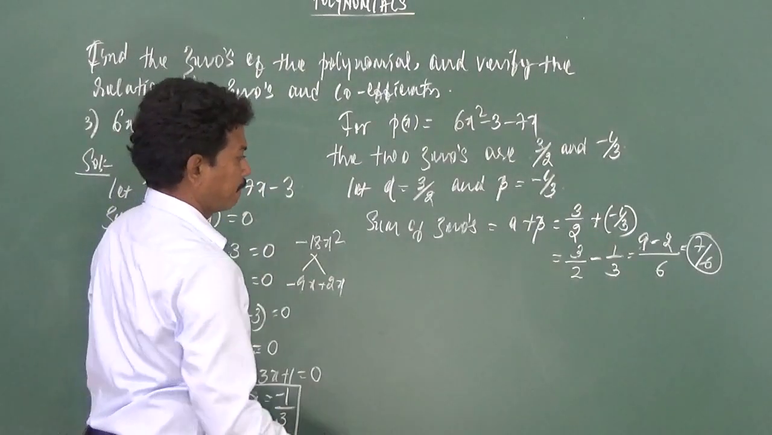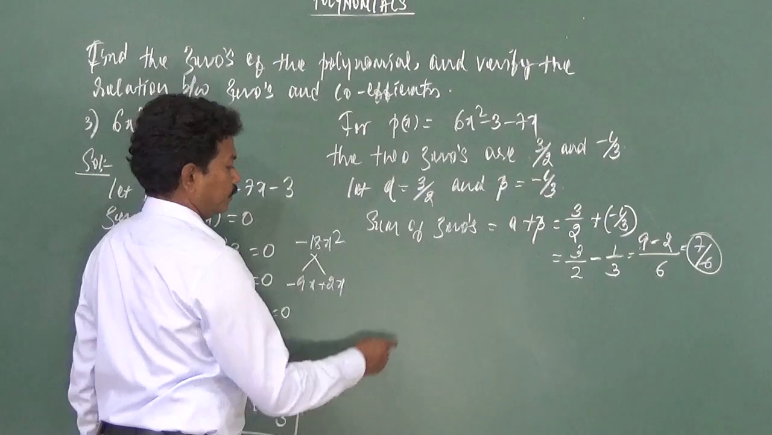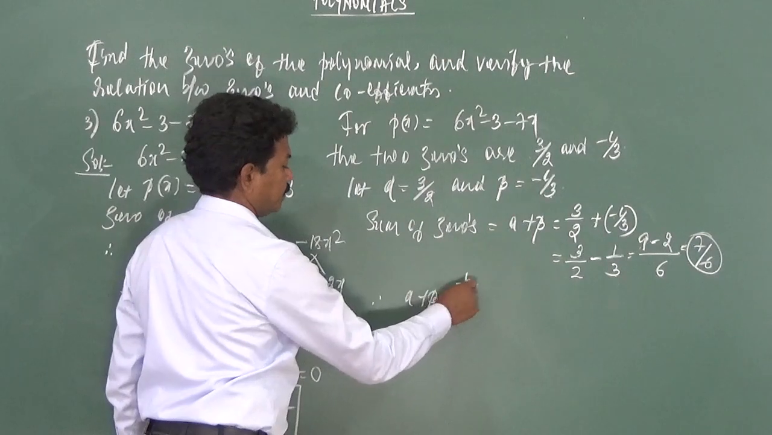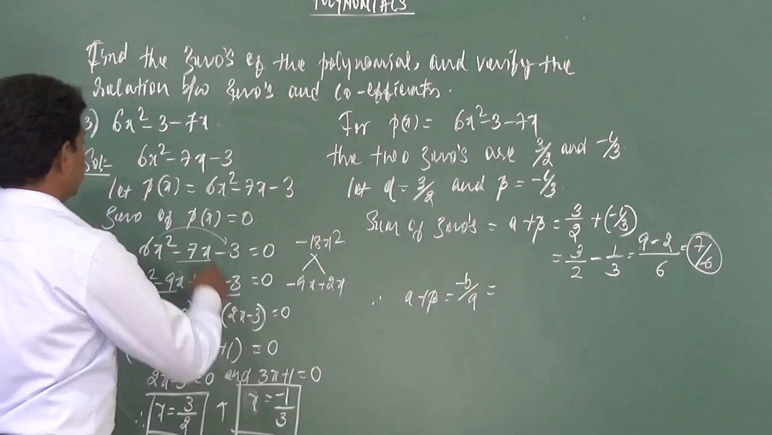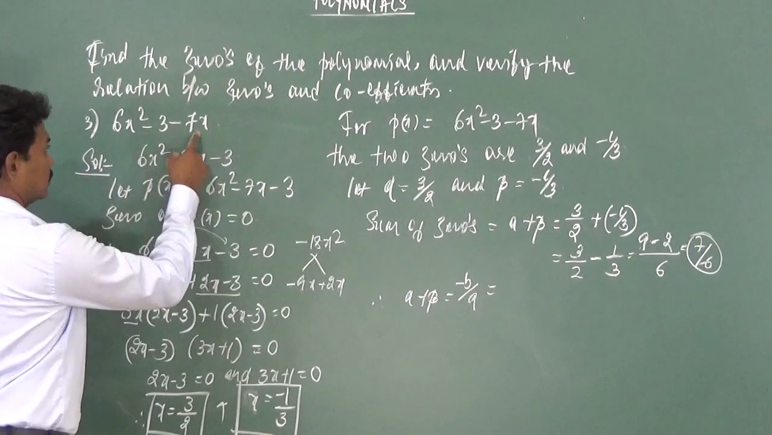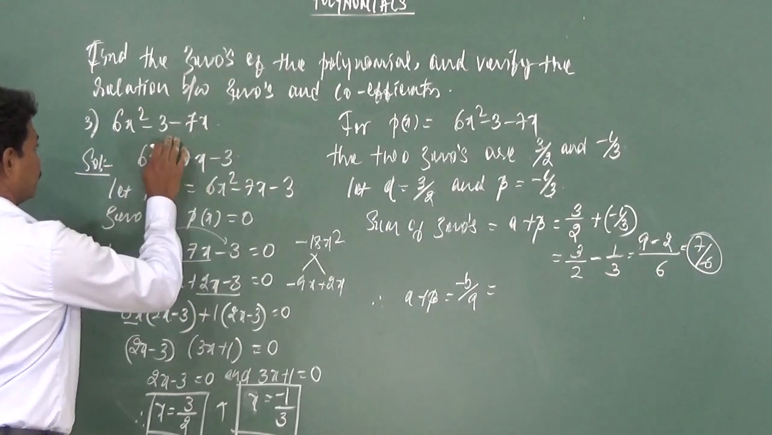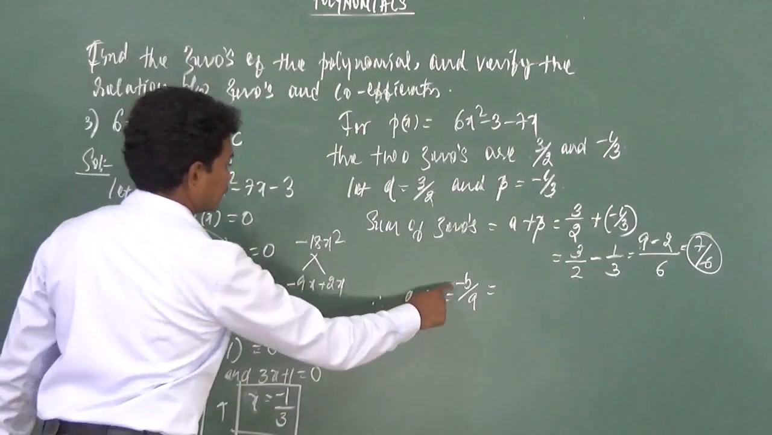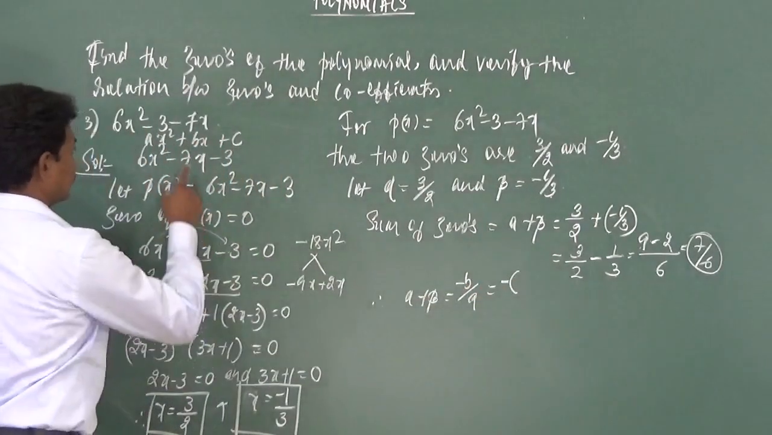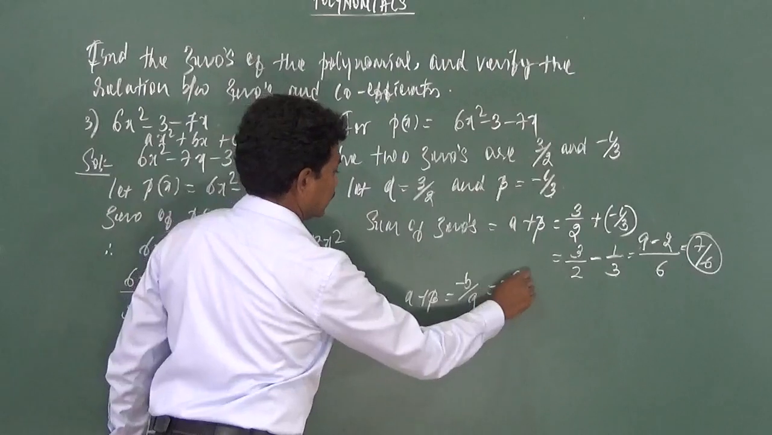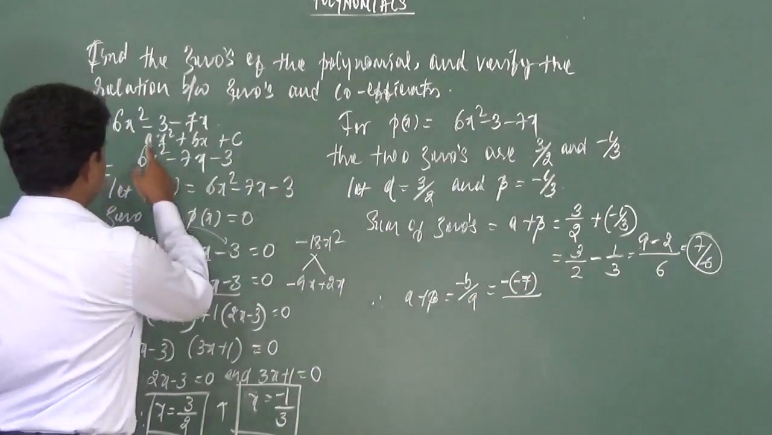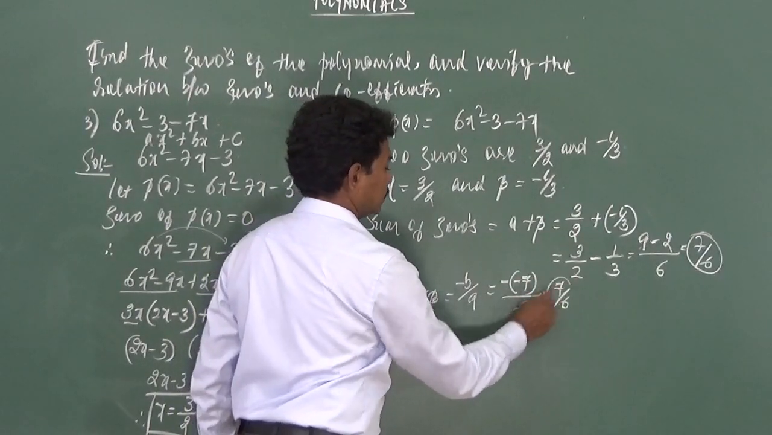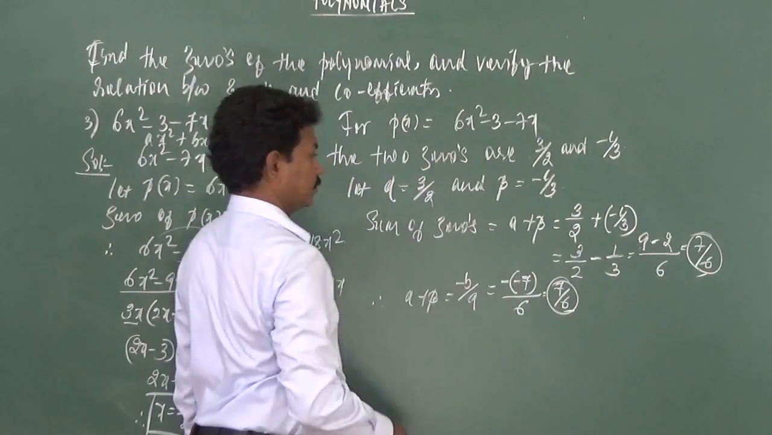Now let us put the relation between the zeros and coefficients. So alpha plus beta is equal to minus b by a. This is the formula. Take this as the standard form, ax square plus bx plus c, don't get confused. So minus, now put the b value. b value is minus 7, so minus of minus 7 by a value is 6. Minus into minus is plus, that is 7 by 6. So we can compare both the values, we have verified that.